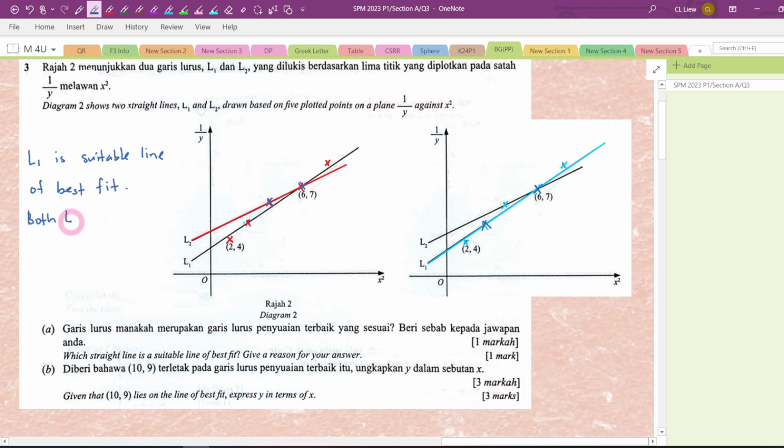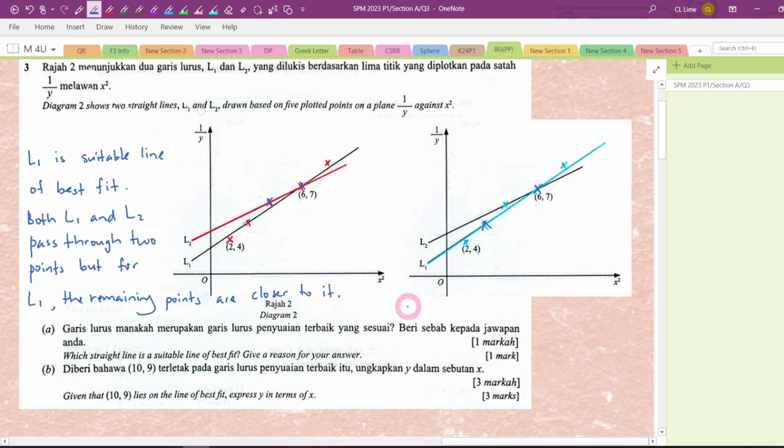Both L1 and L2 pass through 2 points. But for L1, the remaining point, or you can say the points which are not on the straight line, are closer to it. Okay, so this is the answer for part A. You can use your own sentence.